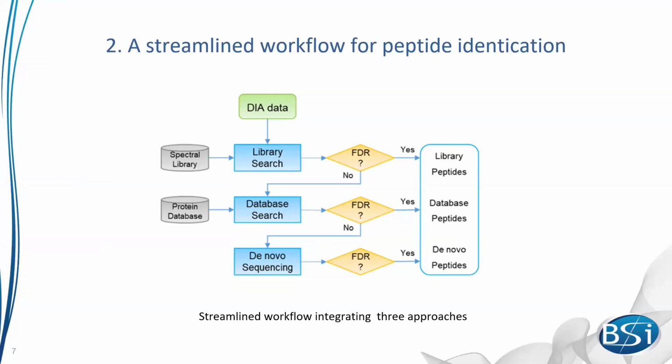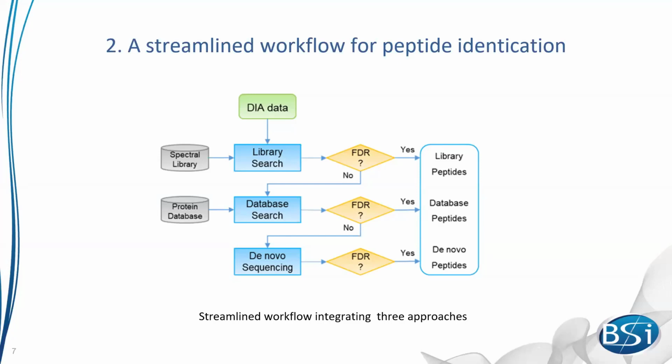There is library search, where we try to find peptides which we already know, or a database search, where we try to find a segment of those protein sequences which we believe generate those spectra. Or we can use de novo sequencing, and directly from the spectra we get the peptide sequence. We put them together in this way.